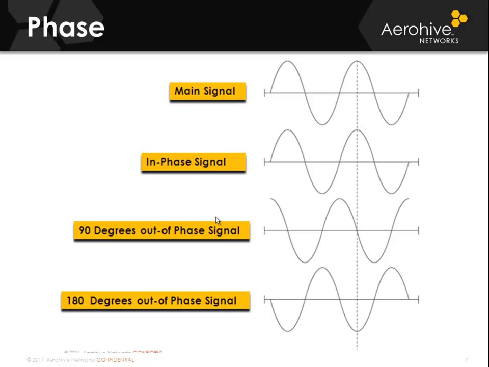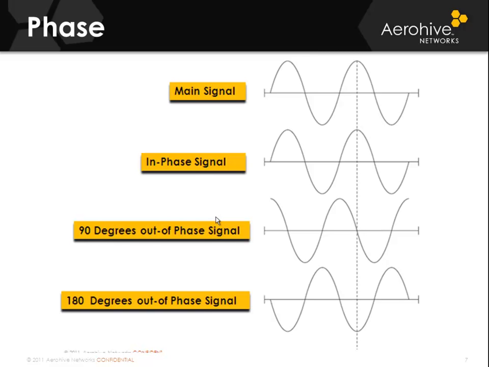Phase. Signals can be either in phase with each other or out of phase with each other, and there can be varying degrees of being out of phase with the main signal. A signal that arrives in phase at the same time with the main beam signal will create upfade. Signals that arrive out of phase with each other will create downfade and result in reduced throughput.